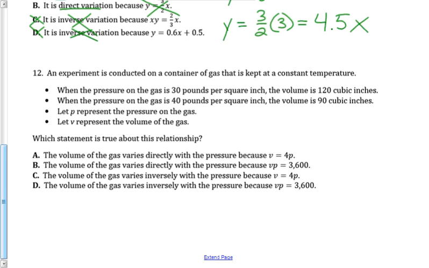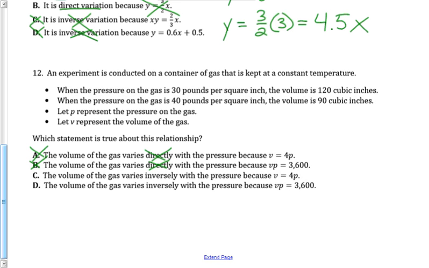So that relationship right there tells us that it has to be inverse. The pressure is increasing from 30 to 40, and then the volume is decreasing from 120 to 90. So we know it has to be inverse. So I'm going to cross off the direct answers. So once again, we have two inverse answers with two different equations. V equals 4 times P.